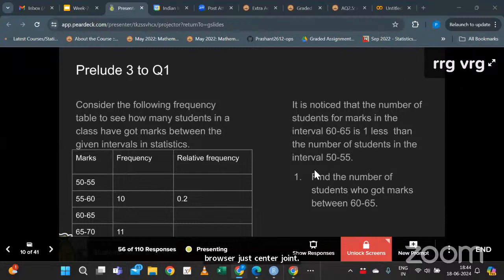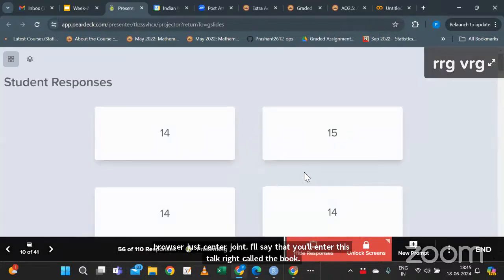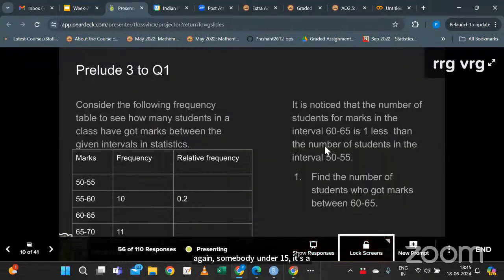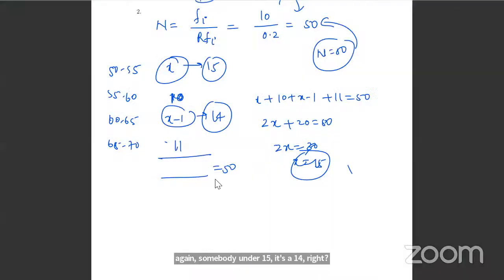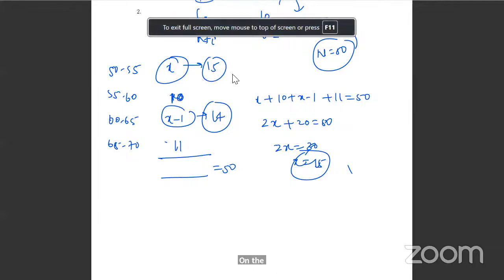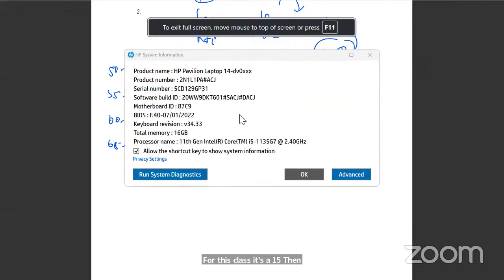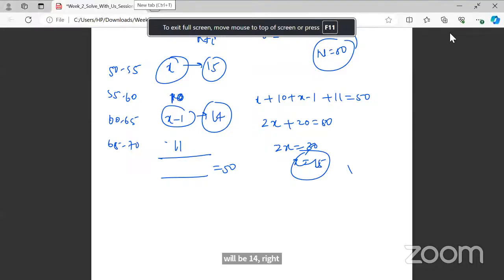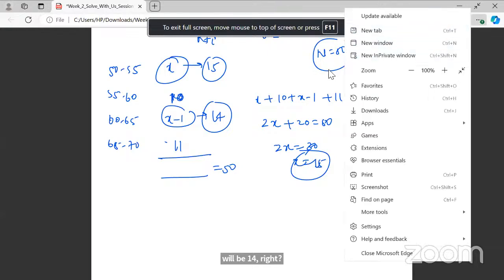Okay. So for this question, someone entered 15. It's 14, right? So 14 is the correct answer, because you saw we got 15 for 50 to 55. For this class it's 15, then for this class, 60 to 65, it will be 14, right? Yes, sir.